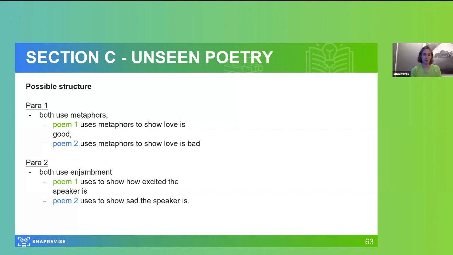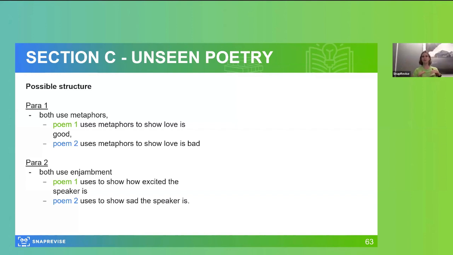And then in paragraph 2, I'm going to talk about how both of them use enjambment, and say that poem 1 uses enjambment to show how excited the speaker is, whereas poem 2 uses it to show how sad the speaker is. So to go into enjambment before, because I think someone in a previous seminar asked me, what do you mean by this example, excited versus sad?